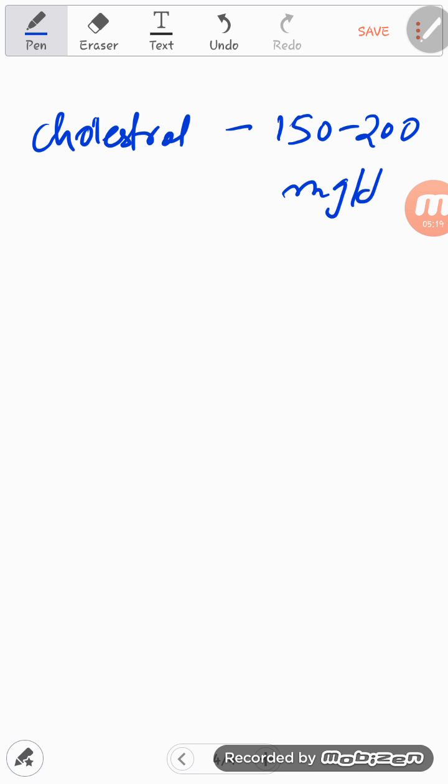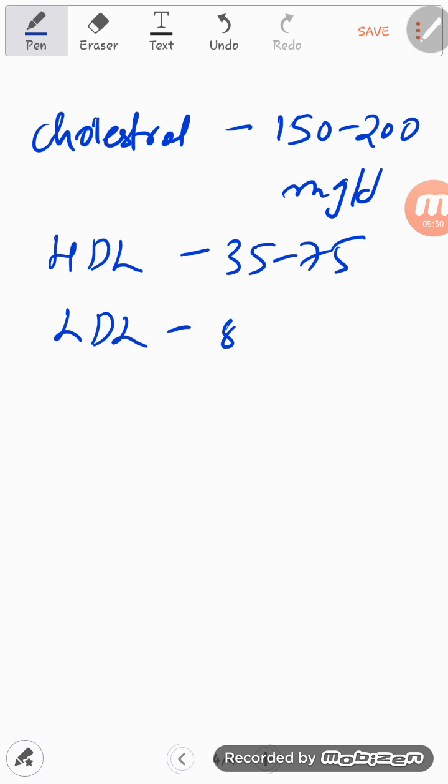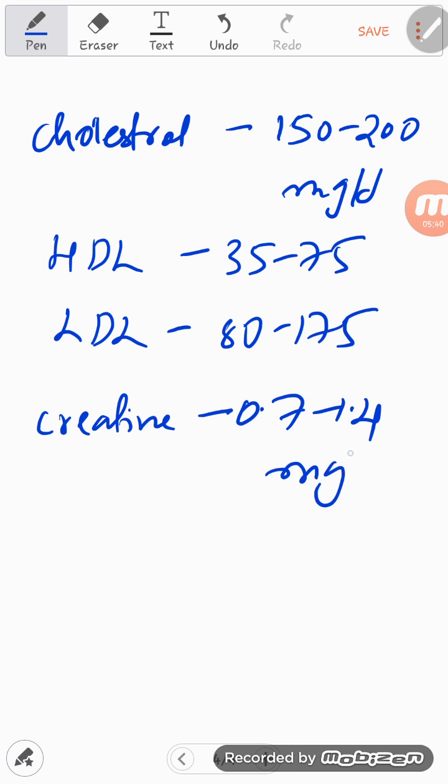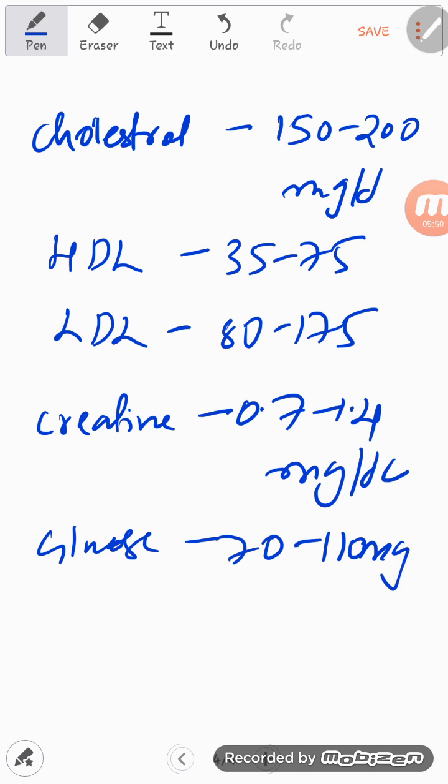Clear, right? So we are going ahead with a few numericals. The total cholesterol level: the answer is 150 to 200 milligrams per deciliter. Second one, HDL cholesterol: 35 to 75. LDL cholesterol: 80 to 175. Serum creatinine levels: 0.7 to 1.4 milligrams per deciliter. Glucose during fasting: 70 to 110 milligrams per deciliter.